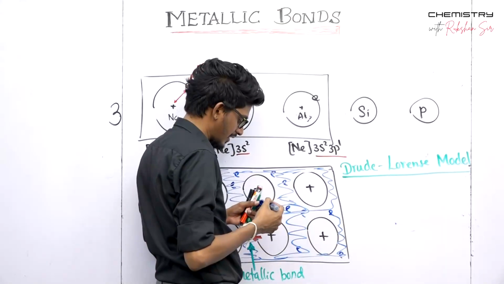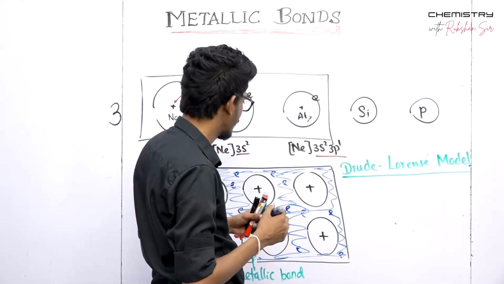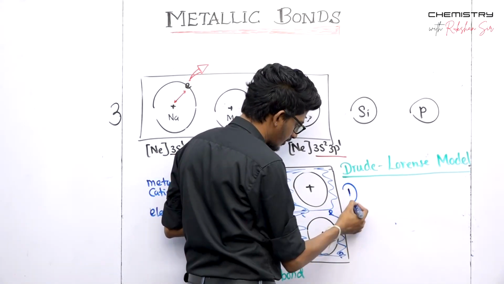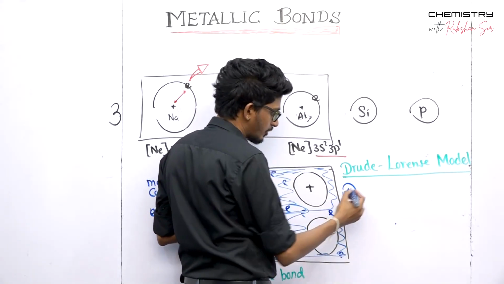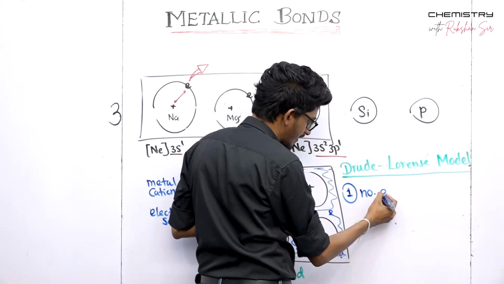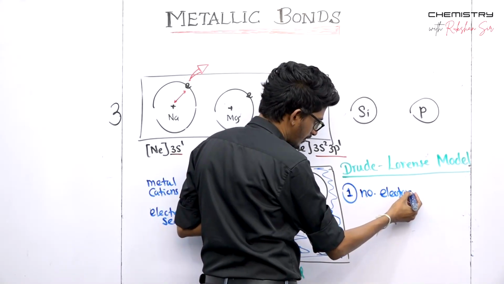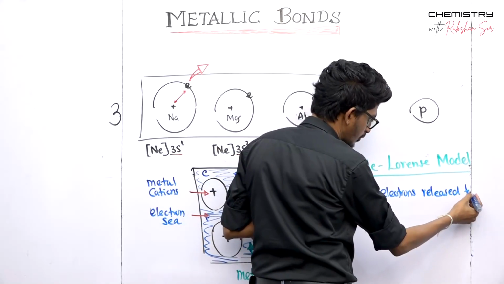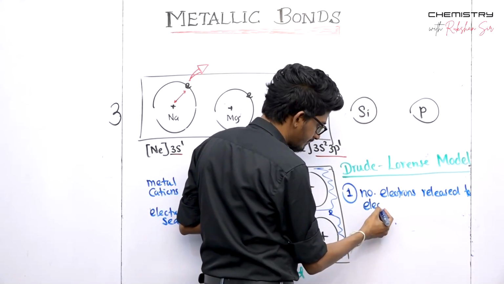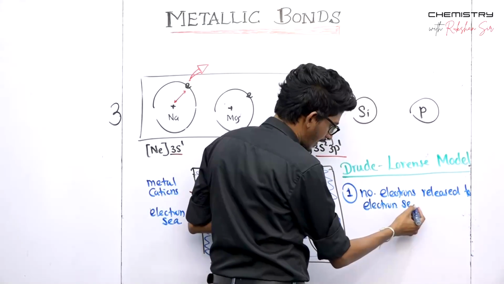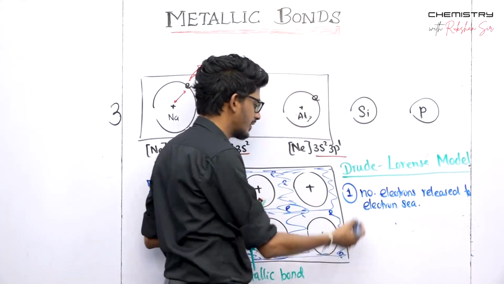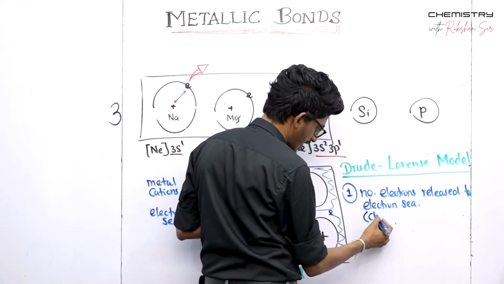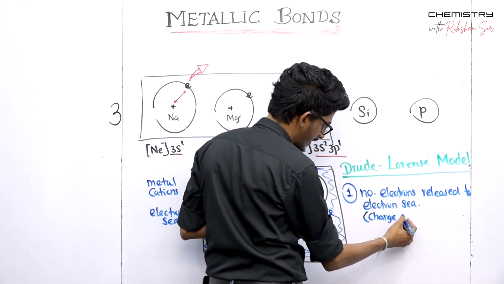The charge of the cation can also be referred to as the number of electrons released to the electron sea, right? So let's come up with that idea: number of electrons released to the electron sea. One can think of this as the charge of the cation as well. Both are the same.